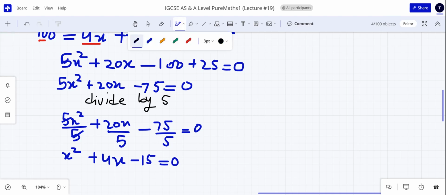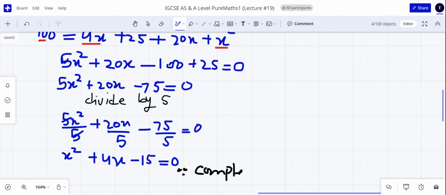Now we will simplify this quadratic equation by using the completing the square method.